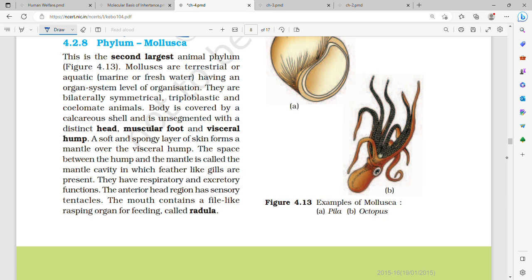Then phylum Mollusca is the second largest animal phylum. They are terrestrial or aquatic, that is marine or freshwater. They have an organ system level of organization. Bilaterally symmetrical, triploblastic, coelomate. Body is covered by a calcareous shell and it is unsegmented with a distinct head, muscular foot and visceral hump. They do not show segmentation.